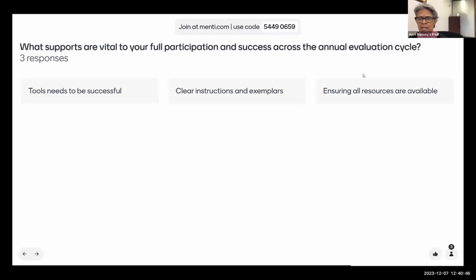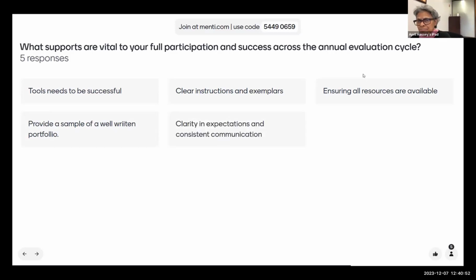And while these are coming up, I just want to make sure everybody's clear about something. You have no requirement of using TK20 to archive your portfolio documents. And we'll talk a little bit about that on the 3rd.